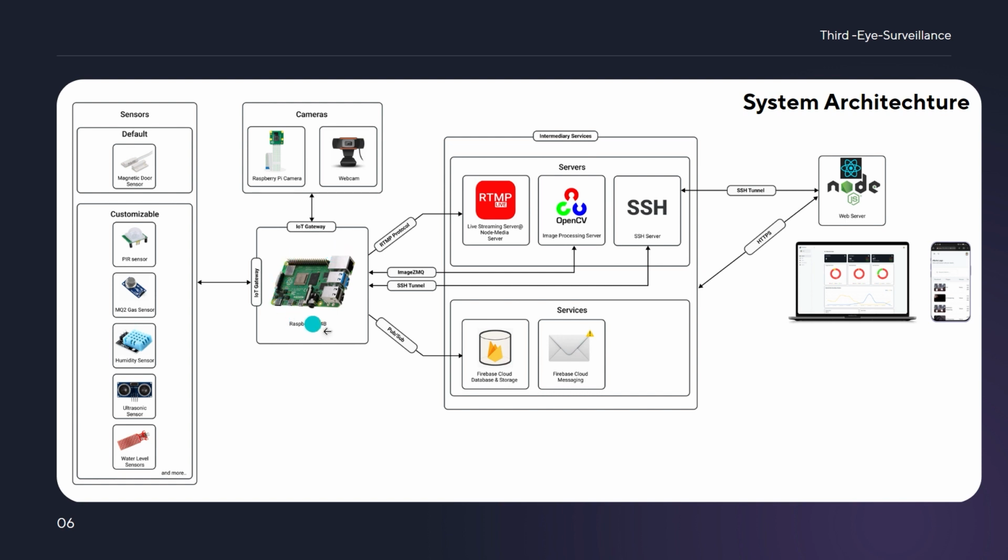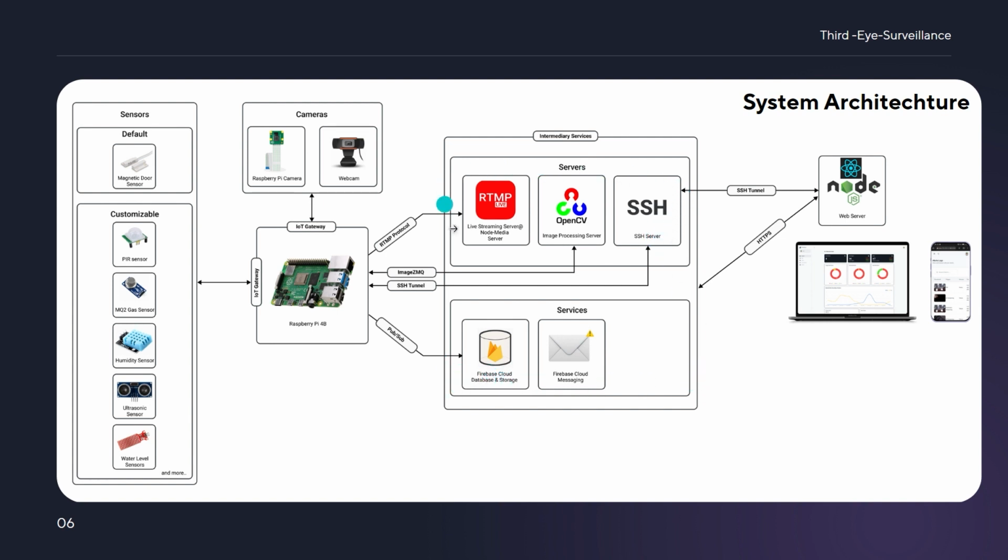In order for the Raspberry Pi to communicate with external components, there are several communication protocols that are configured, such as RTMP protocol to perform the live streaming, ImageZMQ to communicate with the image processing server, SSH terminal to communicate with the SSH server, and lastly the publish subscribe model to send the sensor data to the Firebase cloud.